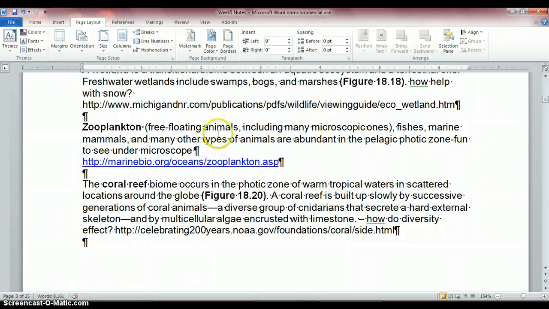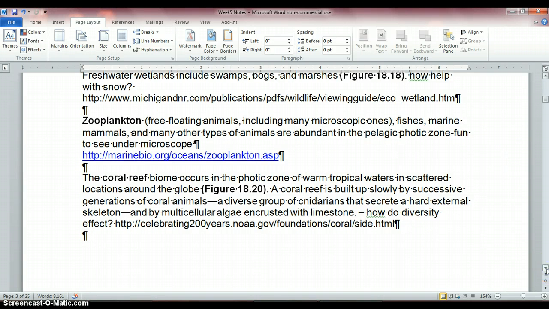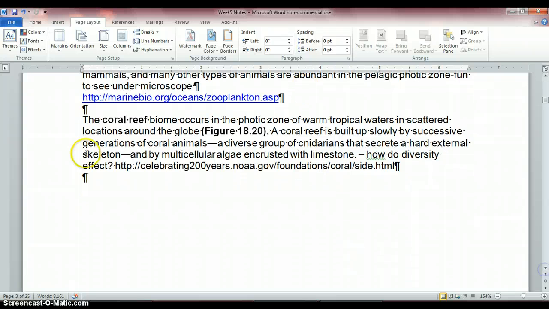Zooplankton are free-floating animals, including many microscopic ones. Fishes, marine mammals, and other types of animals are abundant in the pelagic photic zone, and this is really fun to see under a microscope. It's a good link. Zooplankton are an easy way to study global climate change, and they also provide food to many of the larger species.